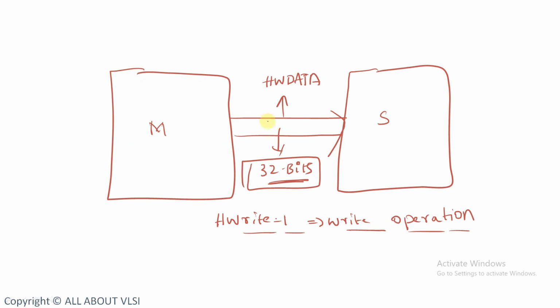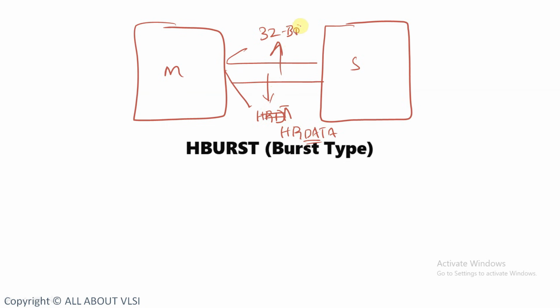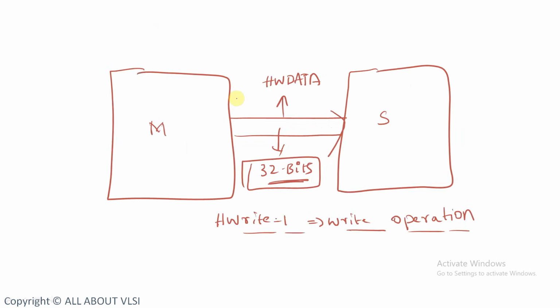Okay, and coming to HR data, it is a read data bus. So let's say this is our master and this is our slave. So using this HR data bus, the slave is going to send the HR data. So using this signal, the slave is going to send the master the data, and it can also support 32 bits of data. So this is how the master is going to send the data to the slave, and slave is going to send the master data.